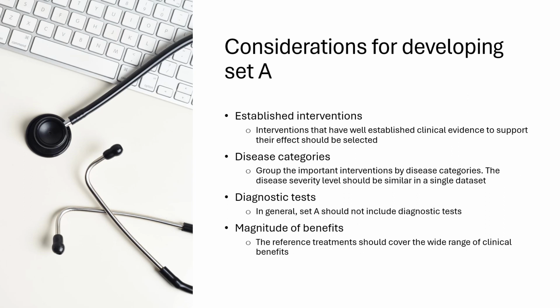Interventions should be selected that have well-established clinical evidence to support their effect. We can select some milestone treatments, or important innovations, in the history of medicine as the references. Different types of treatments, such as surgical and pharmaceutical treatments, can be in the same dataset for similar indications. However, drugs used for primary and secondary prevention of cardiovascular disease may be in different datasets given considerable differences in baseline risk. The reference treatments should cover the wide range of clinical benefits. In general, Set A should not include diagnostic tests.